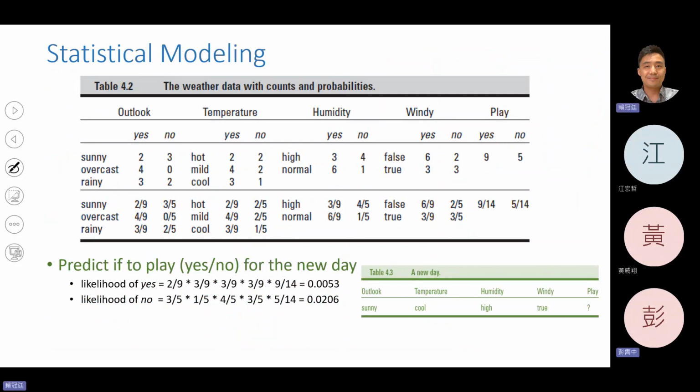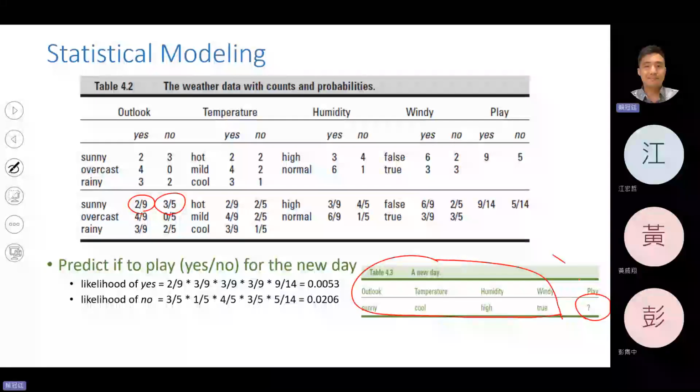So again, there's a count of probability: sunny, yes or no, overcast, rainy. Here's a table with all the attributes summarized. Then we can calculate the likelihood for a new day. So we get the statistical model. It's actually a Bayesian method, right? Once you have the statistical model, you can find the yes probability or no probability. Suppose we have a table here and we want to predict the output.